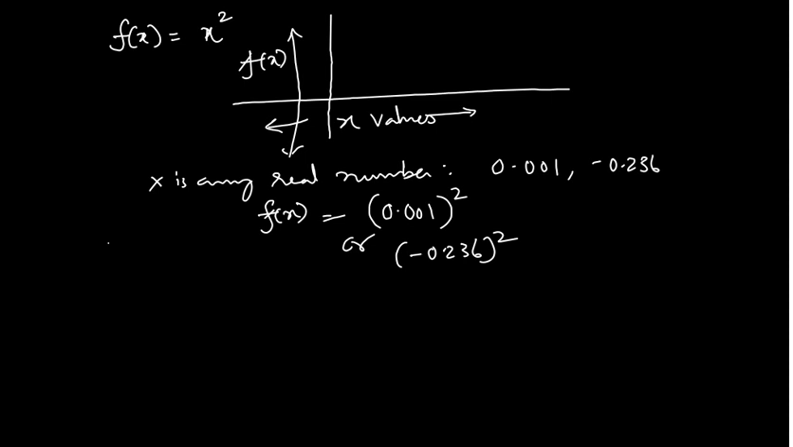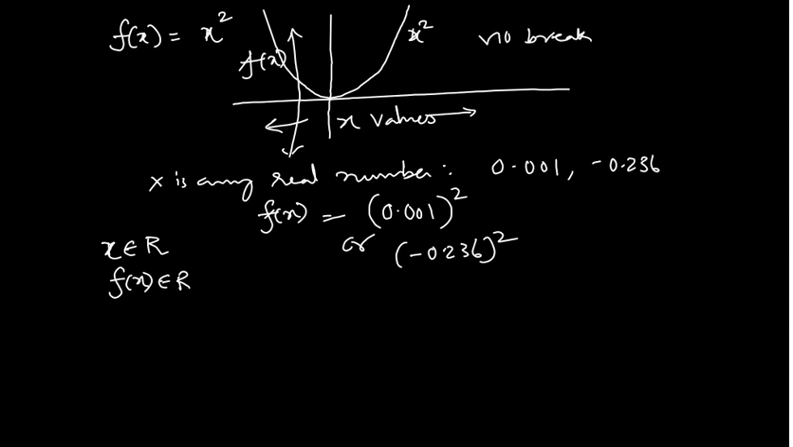No break. This is for a continuous function. It is continuous for every x. The function is continuous for every value. That means f of x is defined, we have a specific value for every f of x, and that is unique.